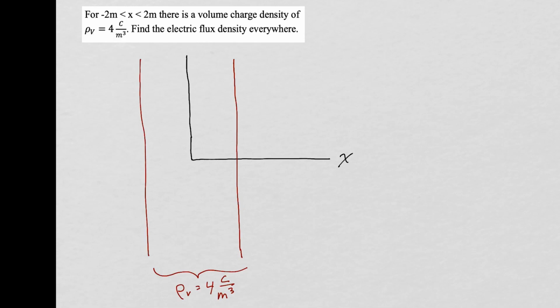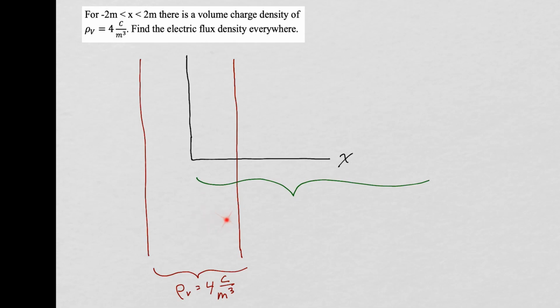So the charge distribution extends from x equals -2 to x equals 2 meters. So this region right here has the charge density of 4 coulombs per meter cubed, and it's infinite in the y and the z directions.